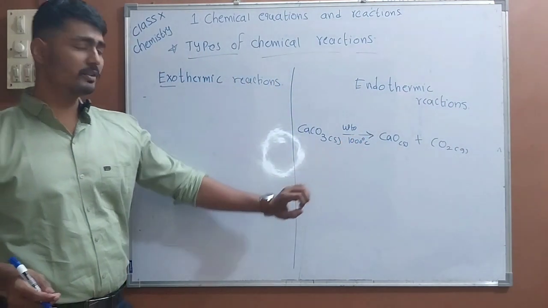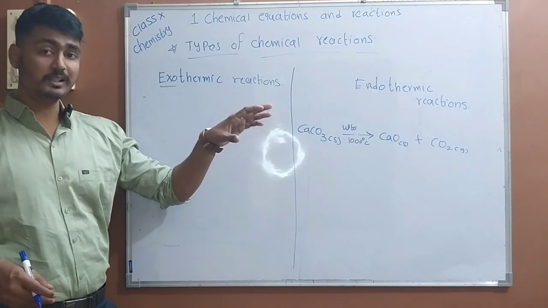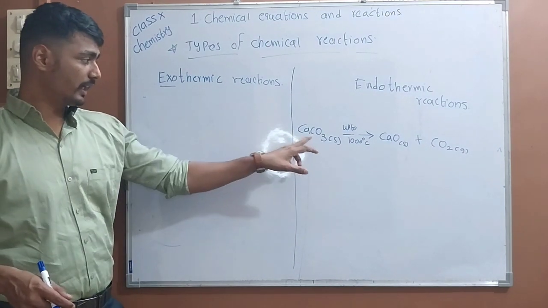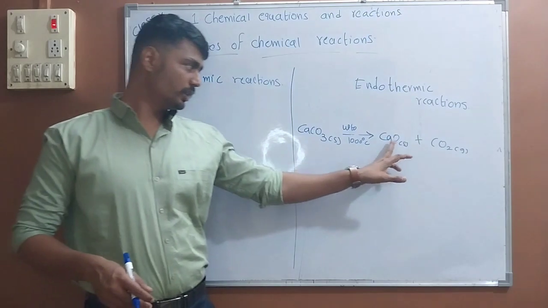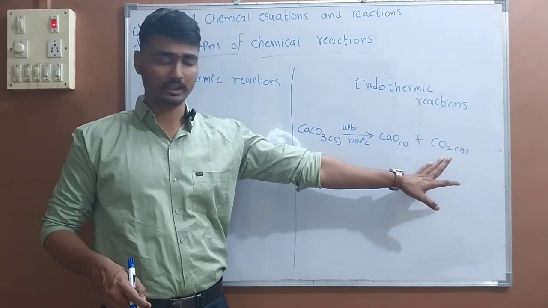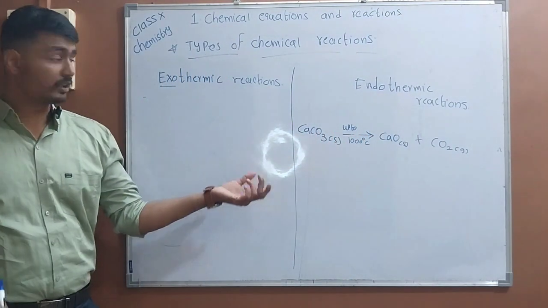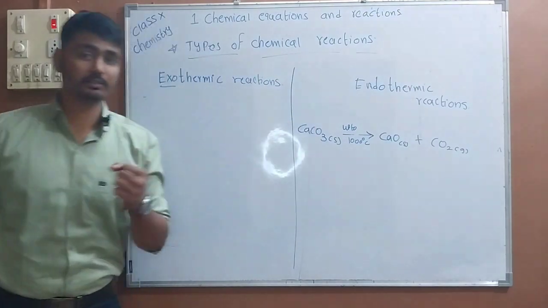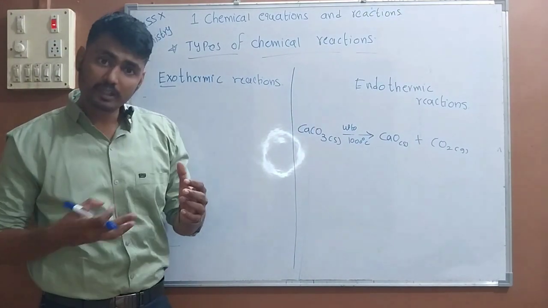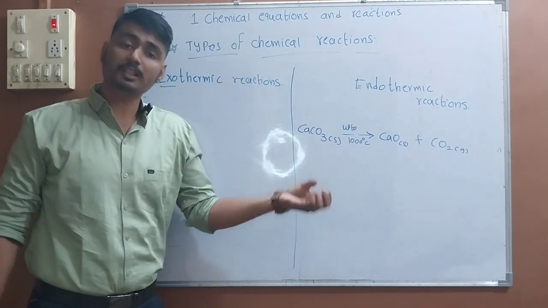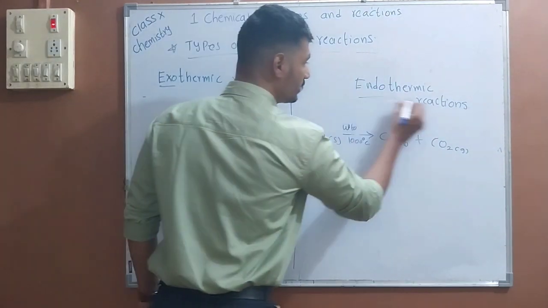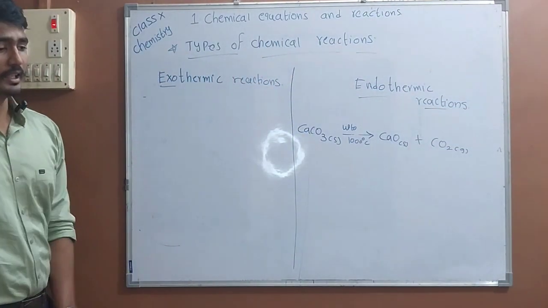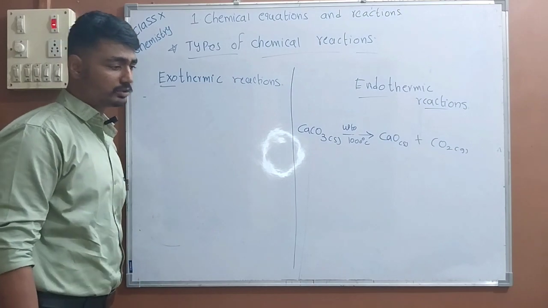Now, what is the meaning of the reaction which we have learned earlier? Calcium carbonate decomposes into calcium oxide plus carbon dioxide. But it takes heat. We need to give heat to the reaction. So it takes up the heat, it means it absorbs the heat. So it is a type of endothermic reaction. And what will be an example of exothermic reactions?